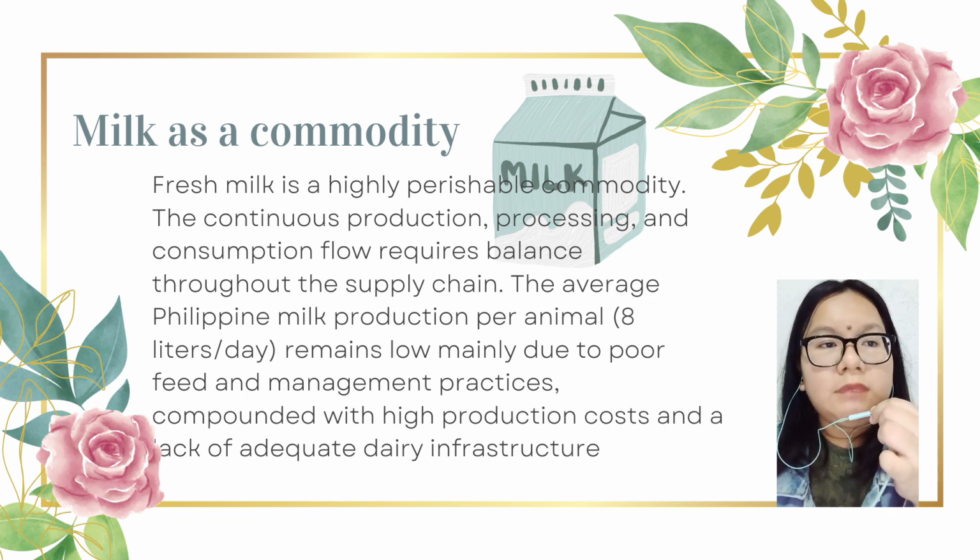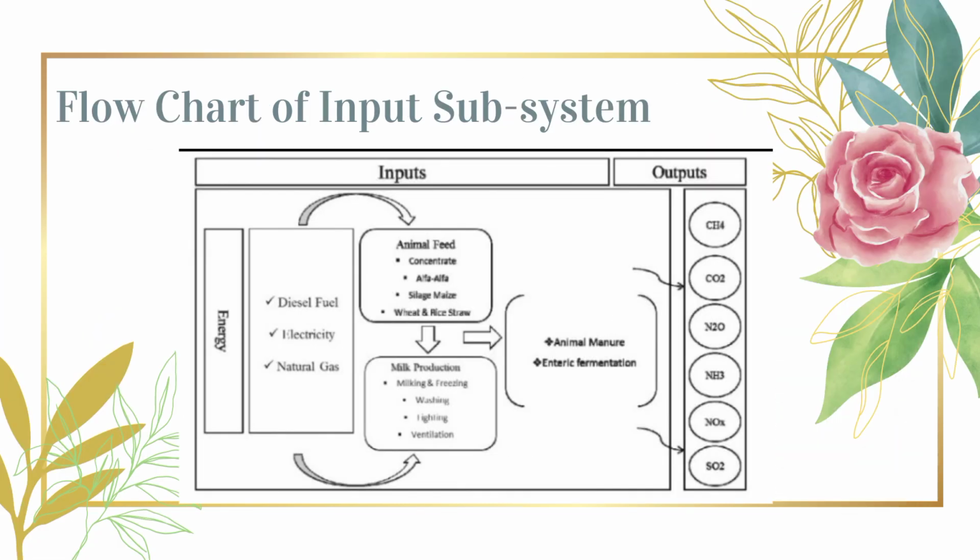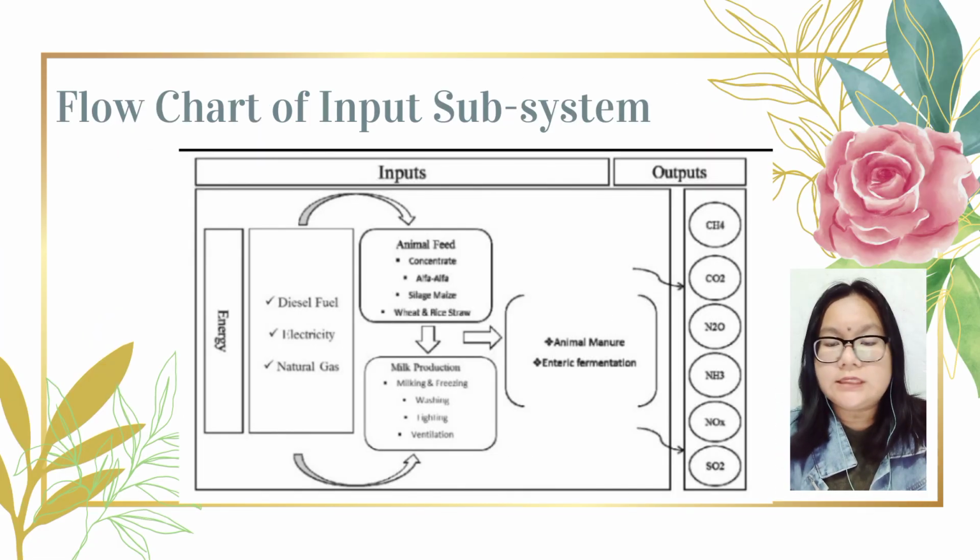The average Philippine milk production per animal is 8 liters per day, which remains low mainly due to poor feed and management practices, compounded with high production costs and lack of adequate dairy infrastructure. Local production declined by 1.5%, imports went up by more than 3%, and exports went up by around 44%, respectively. For 2021, imports of milk and dairy products increased by more than 3%. The flow chart shown on the screen is the input subsystem of milk.